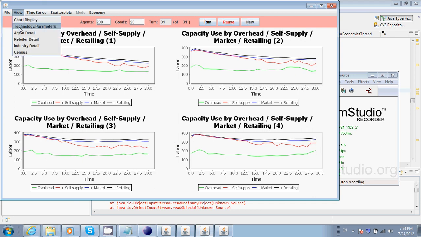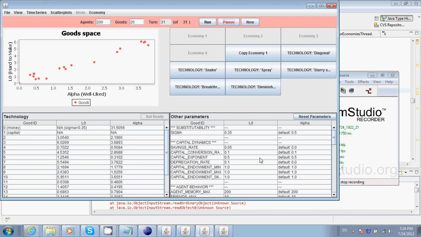Here, I'll go back and show the technology parameters. So we have 4 economies. You notice, watch this square, savings rate. So I go to economy 1, 5%, economy 2, 15%, economy 3, 25%, and economy 4, 40%. And other than that, everything is exactly the same.